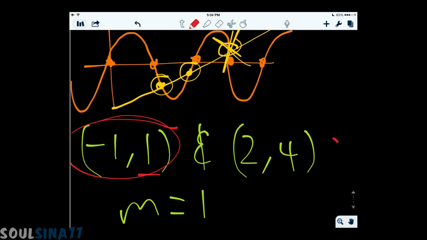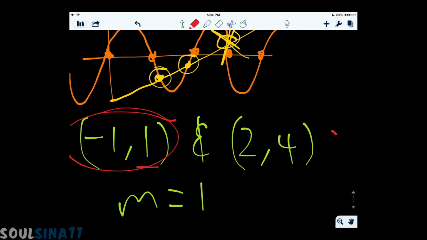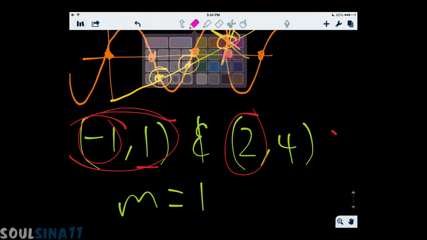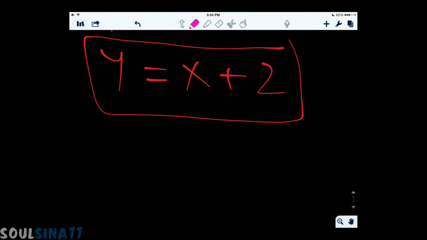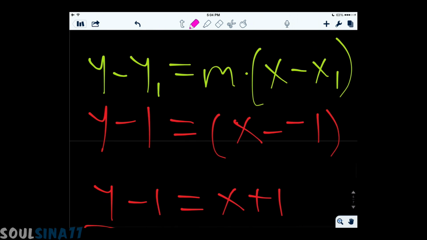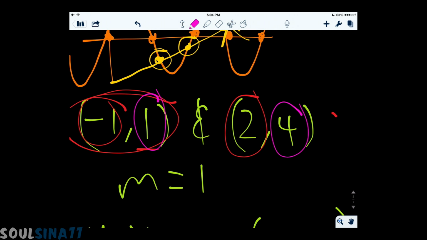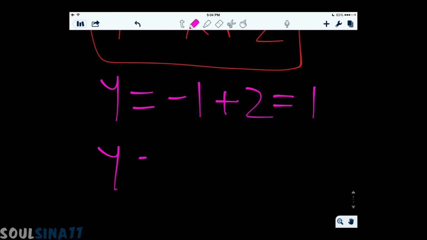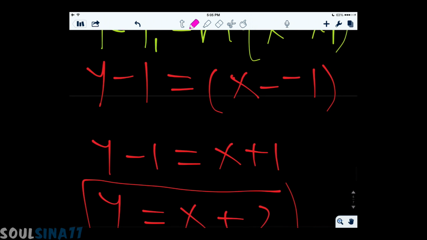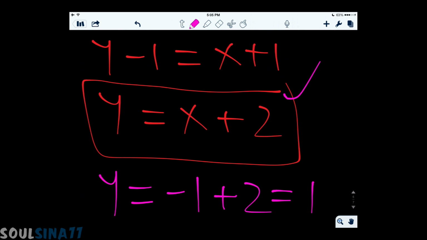So if we plug in for x -1 or 2, we should get back 1 and 4 respectively. So let's just check, okay? So y equals -1 plus 2. That does equal 1. So when you plug in -1, you should get 1 back, correct? Now when you plug in 2, you should get 4 back. So y equals 2 plus 2. That's clearly 4. So we know this is our answer. This is correct. That's how you can check your answer.